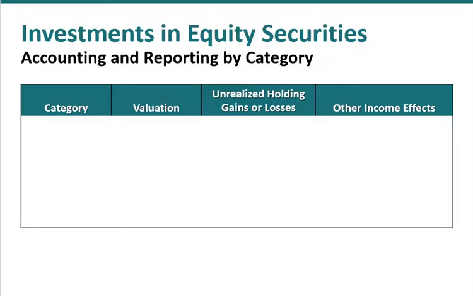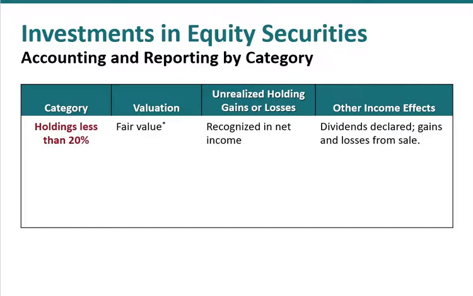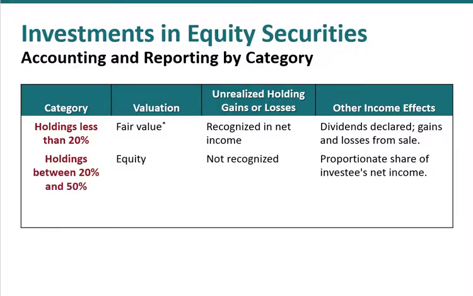Categories are valuation method, how we account for unrealized holding gains and losses, and then some other effects. So holding less than 20%, we use the fair value, and any unrealized gains or losses are reported as part of net income. And we'll recognize dividends when declared and received, and gains and losses from the sale of our securities. If we hold between 20 and 50%, we use the equity method.